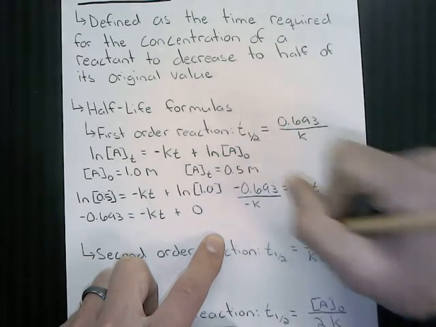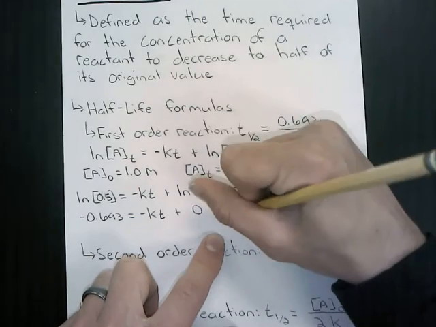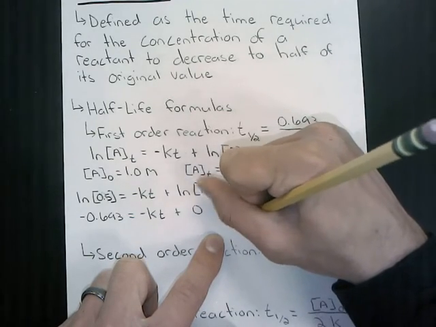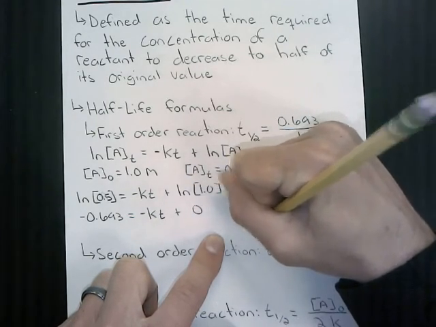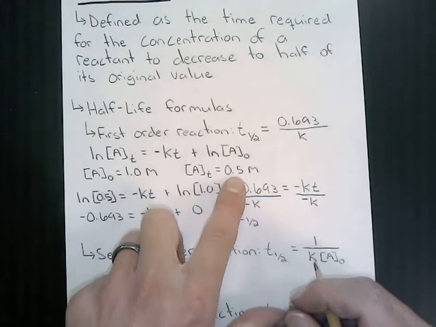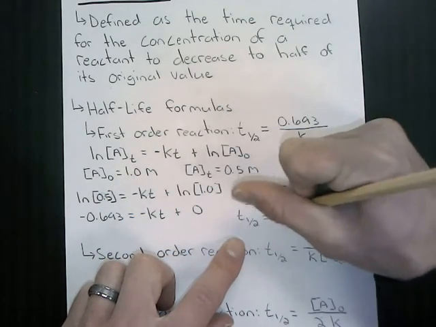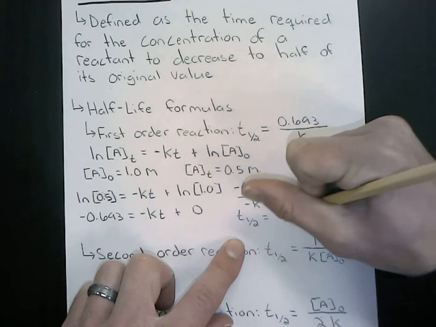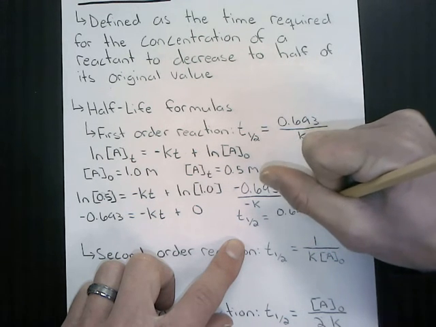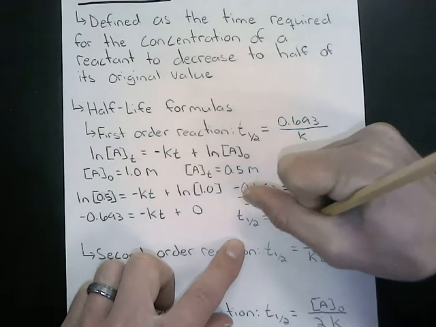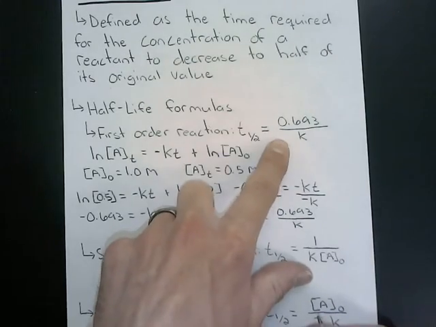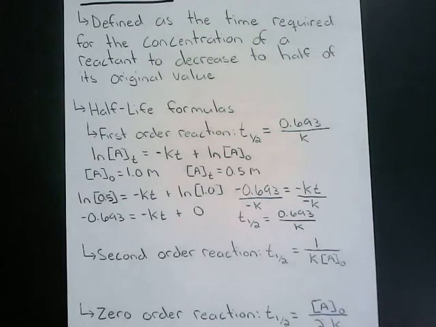And so my half-life, this is where we get our formula for half-life, is this, T sub half. And that's because we went from 1 to 0.5, half the original concentration, for a first order reactant is 0.693 divided by K. That's how we were able to obtain that formula. So this formula for half-life comes directly from that integrated rate law.